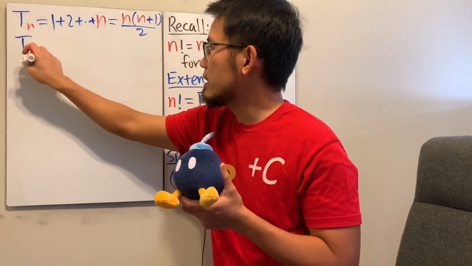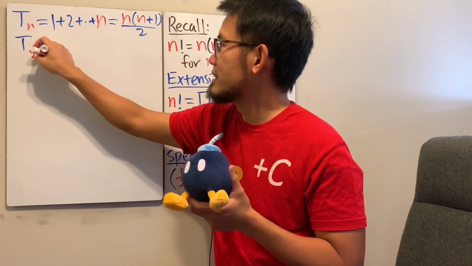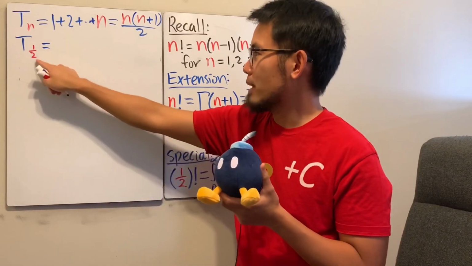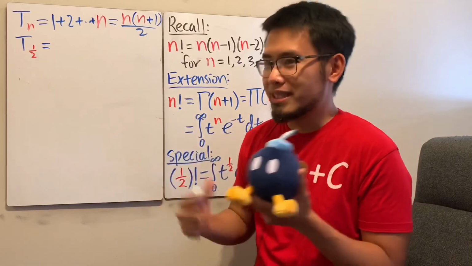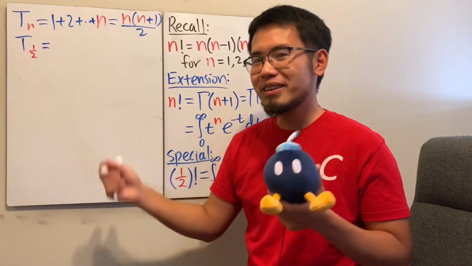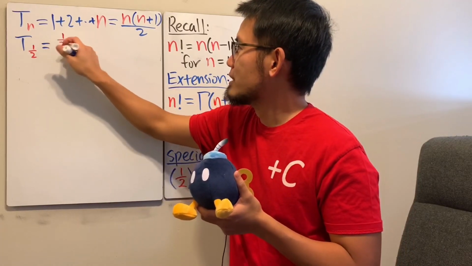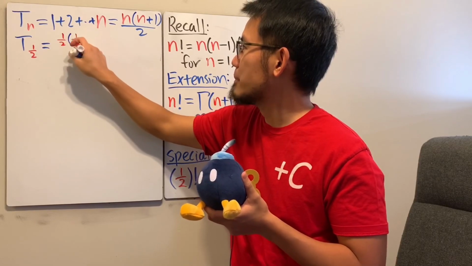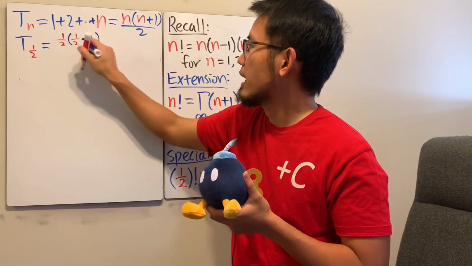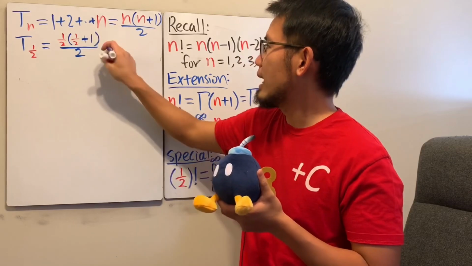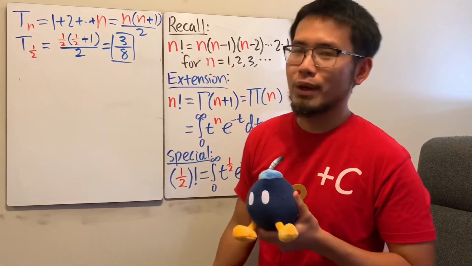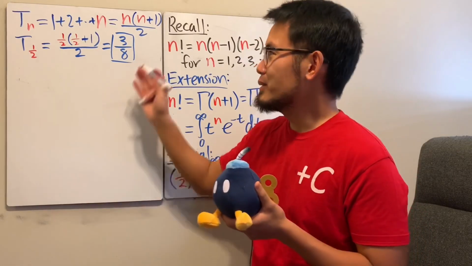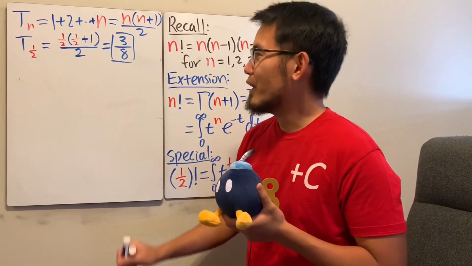So if you put down t 1/2 like this, does that mean I can just plug in 1/2 into here and here? If you're willing to use this as your extension for your triangular numbers. So let me just see, 1/2 times 1/2 plus 1, like this, and then divided by 2, work that out, you get 3 over 8. Crazy result, huh?